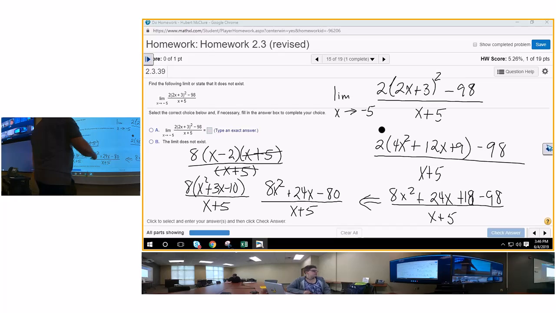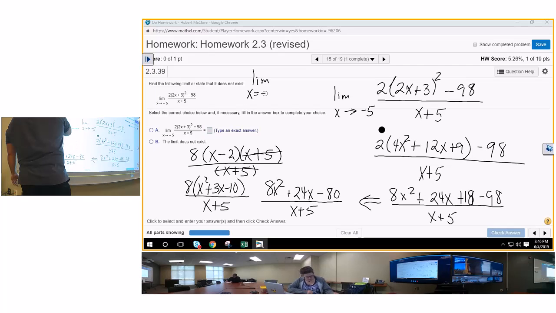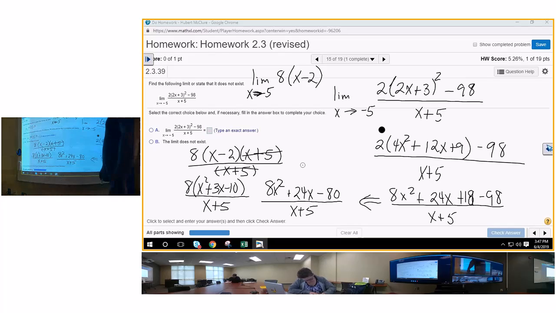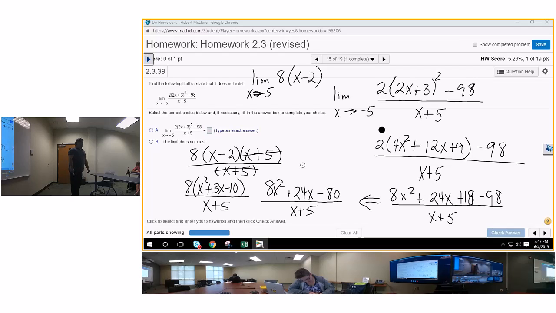So now, after all of that algebra, we have the limit as x approaches negative 5 of 8 times x minus 2. So what do we get? Negative 56.